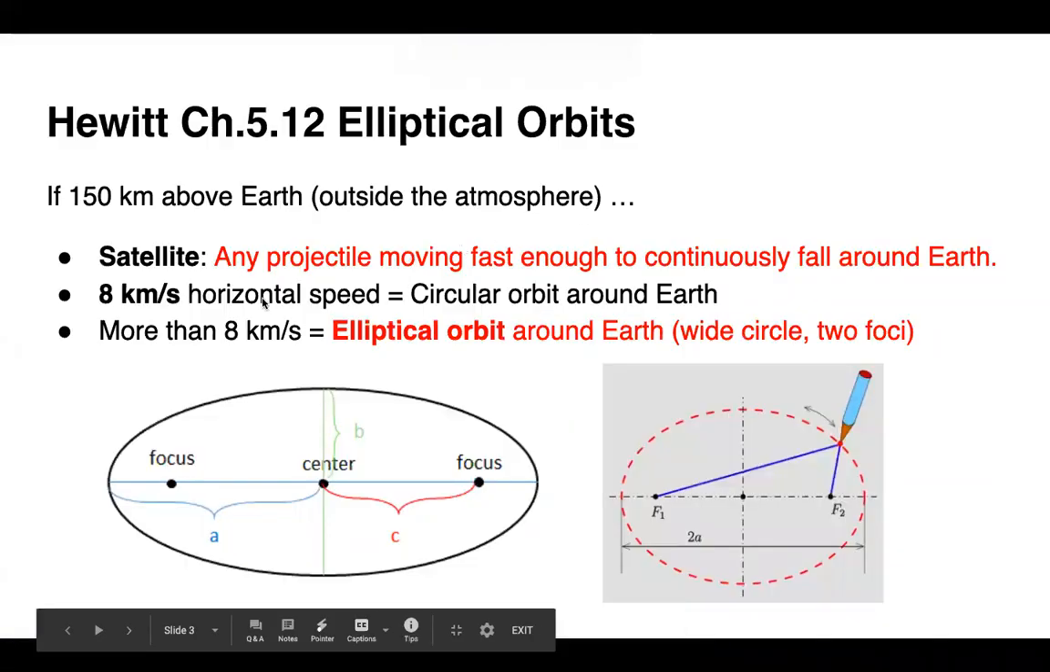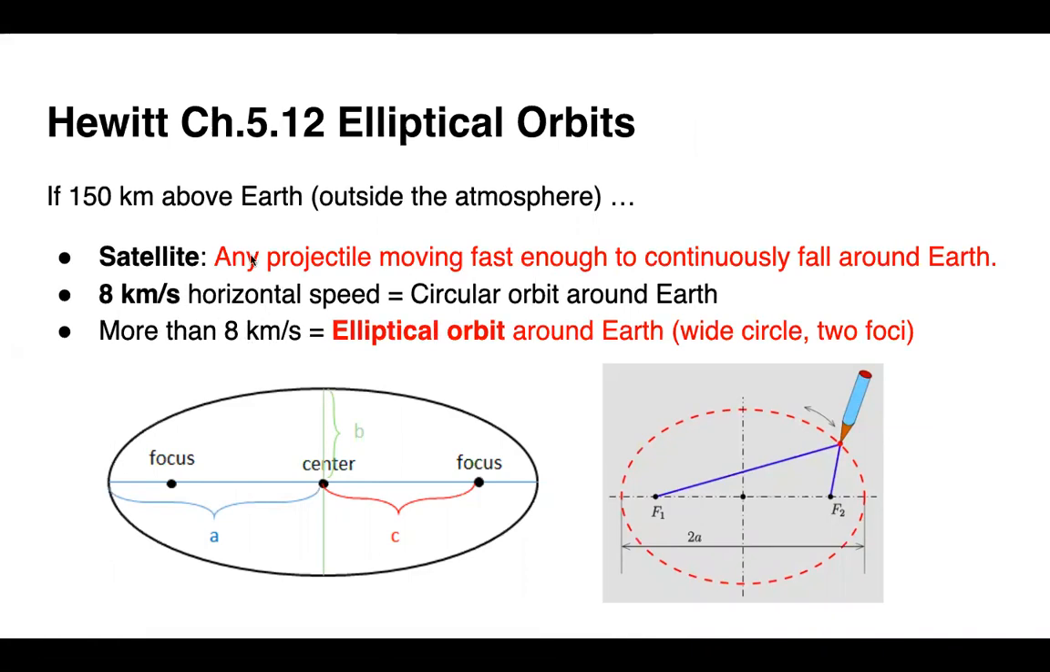All right. So if we have any projectile moving fast enough to continuously fall around the planet, that is what we call a satellite. And the minimum speed required to achieve that sort of satellite status, as we talked about in our previous lesson, is 8 kilometers per second. And that's because that matches the curvature of the Earth, right? Earth curves downwards about 5 meters every 8 kilometers, and it takes about 1 second to fall 5 meters. And so that sort of matches that. If you can achieve that horizontal speed, you'll have a circular orbit.